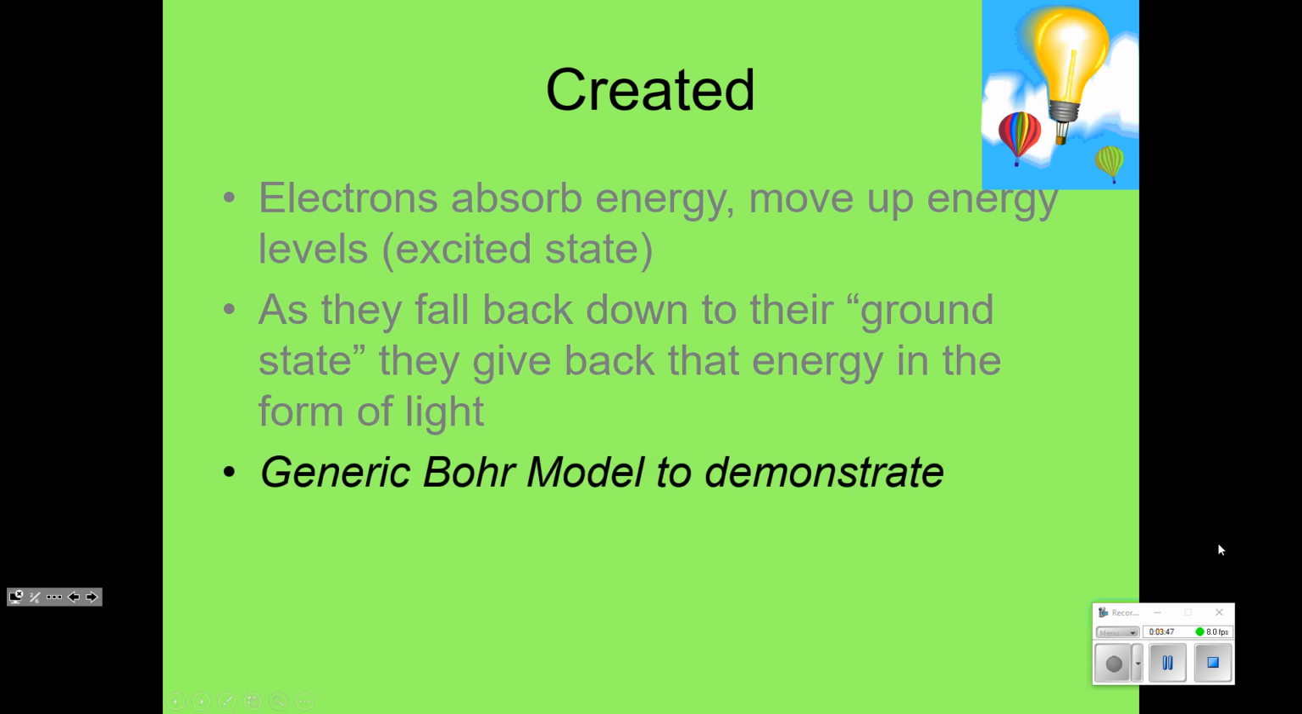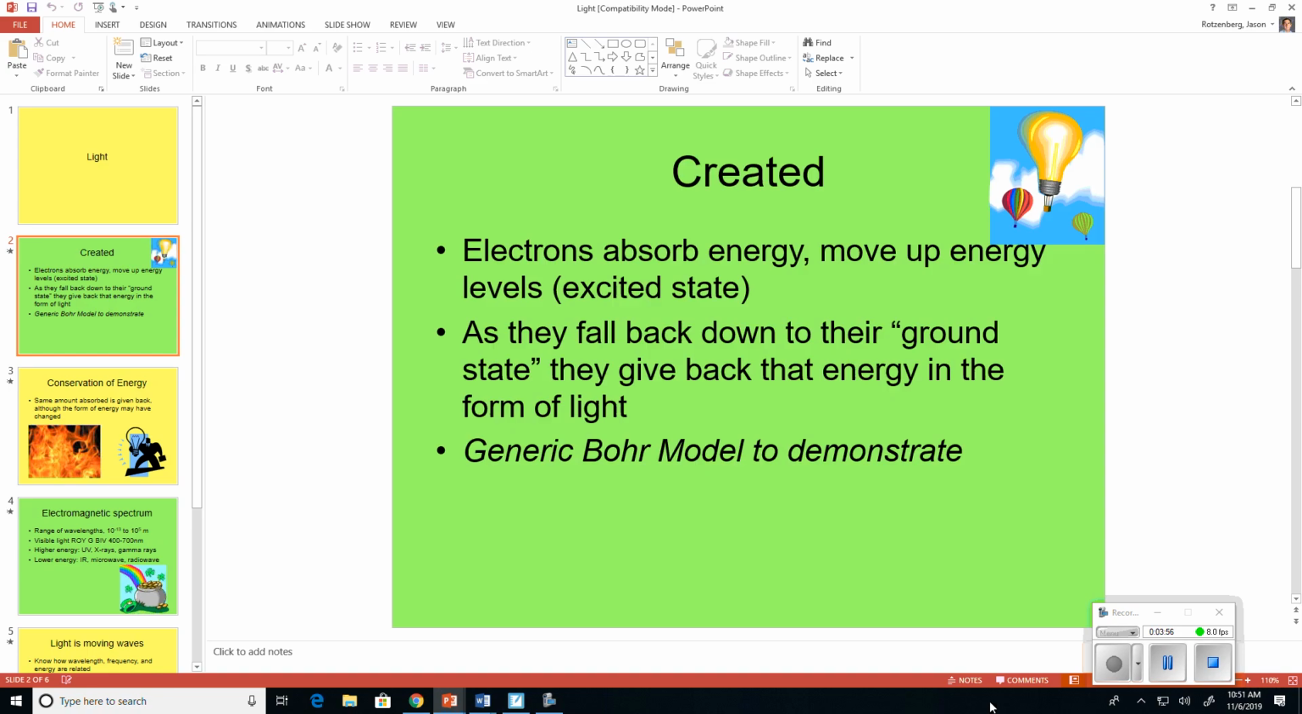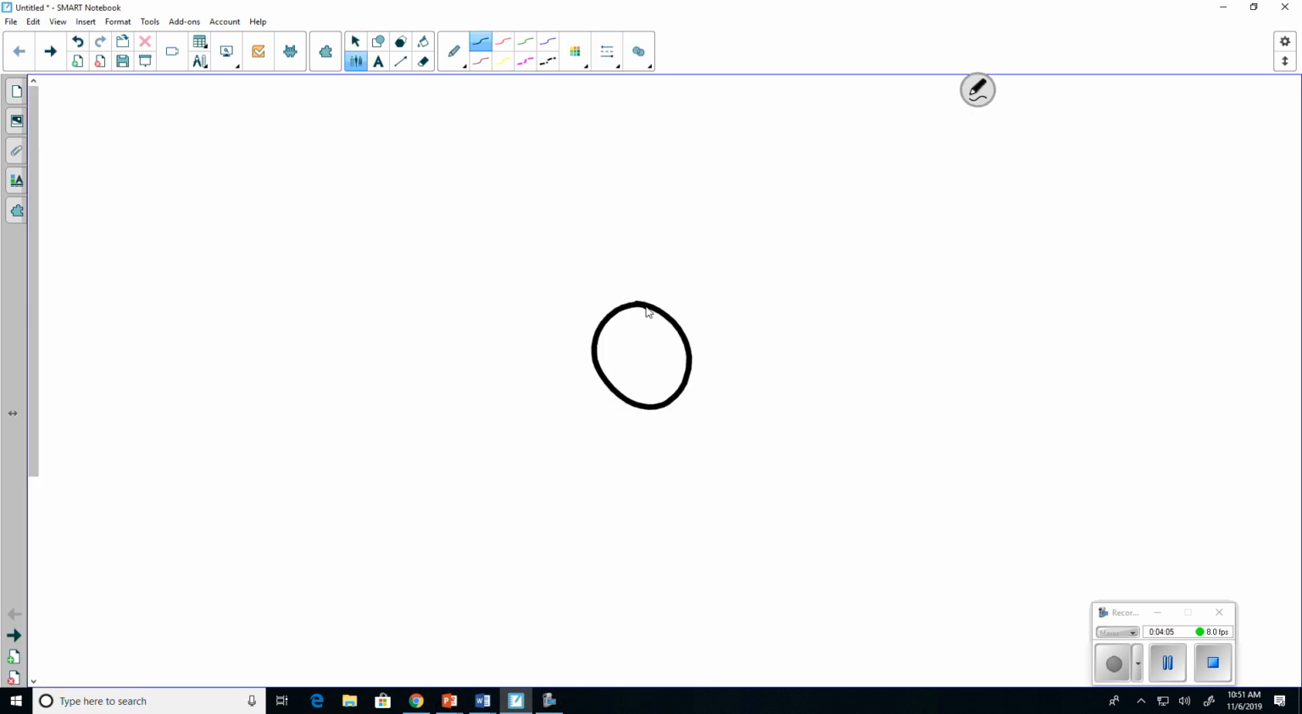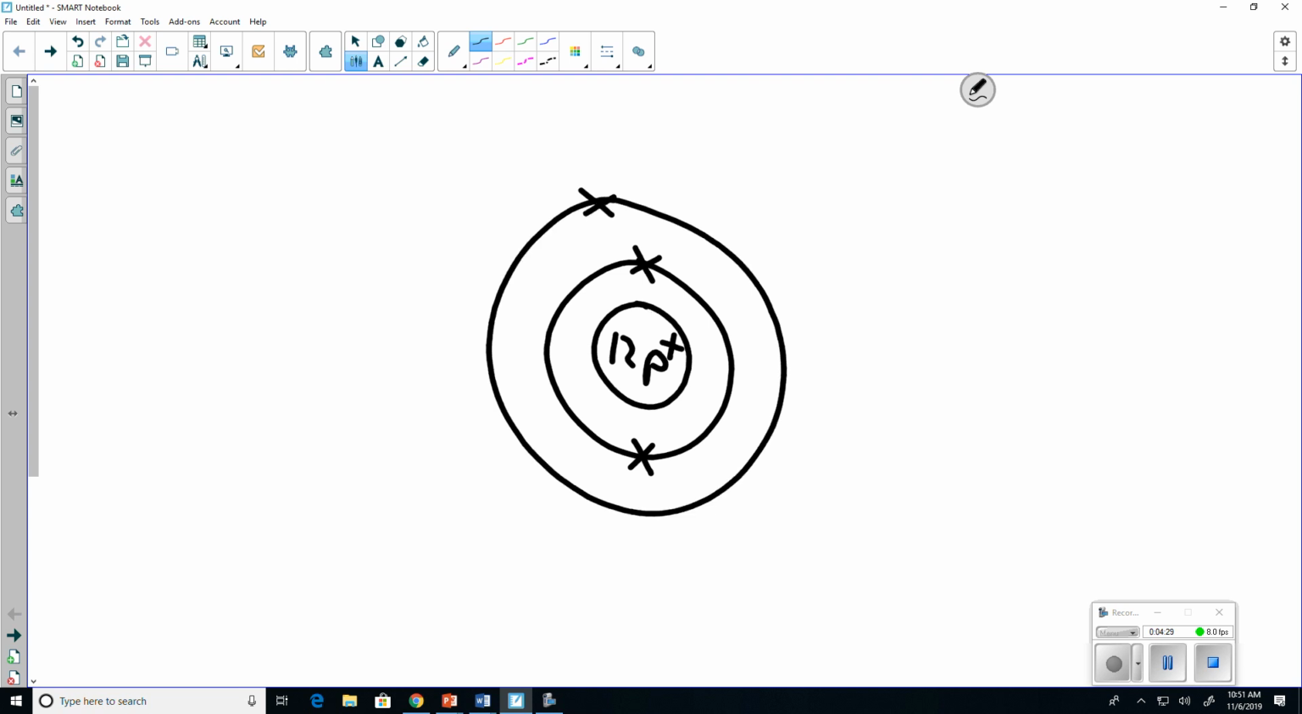So I'm going to draw a generic Bohr model for this right now. I don't care what element it is, really. Here's your nucleus. We want to call it something, let's call it magnesium. It's got 12 protons in it. But since I'm not giving you a mass, I could care less about the neutrons. Magnesium has 2 electrons in its first shell. Remember, it's 1s2. It has 8 electrons in its second shell because it's 2s2, 2p6.